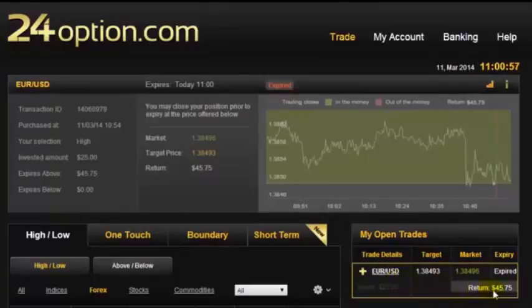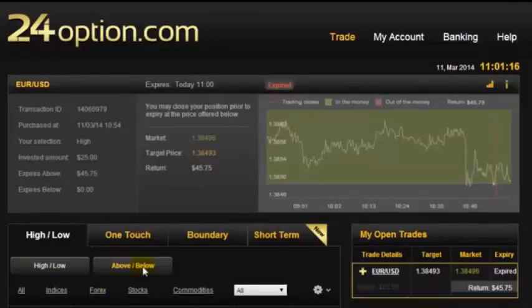Okay, here you can see my trade expired, and I made some profit. I earned $45.75, and this was added to my total account balance. Now, as I was saying, you can also make other types of trades.